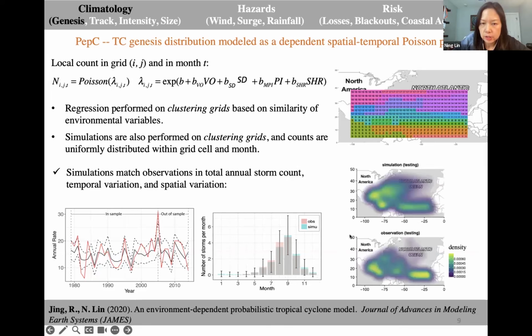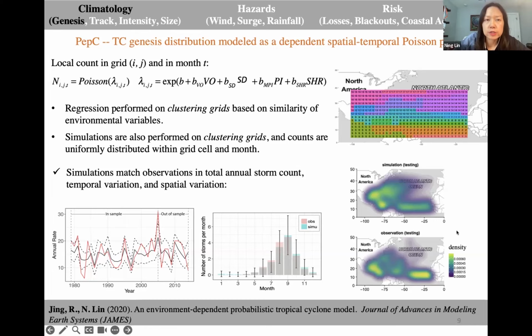And here we're comparing the spatial variation. On top is a simulation and the bottom is observation. We have some underestimation of the storm genesis in the main development region, but generally it captures the pattern and is improved over the previous model, where we did not apply the clustering regression method.